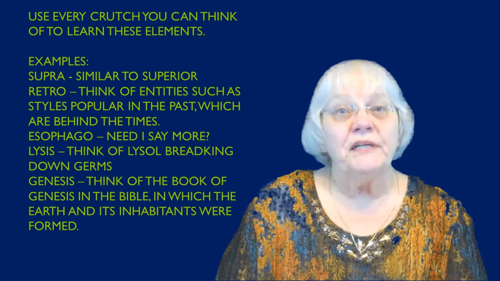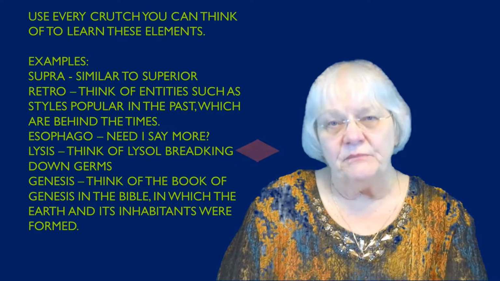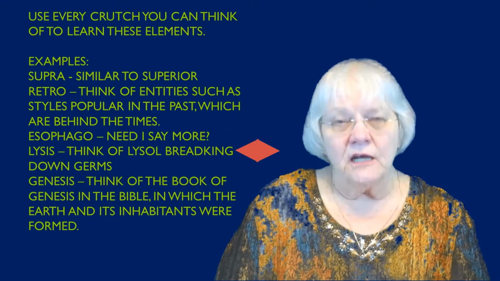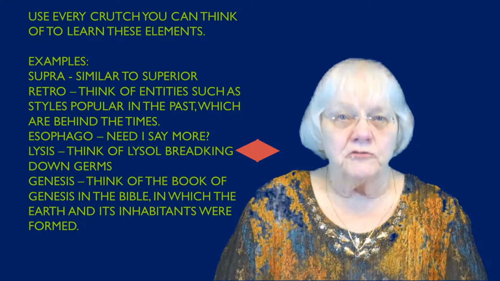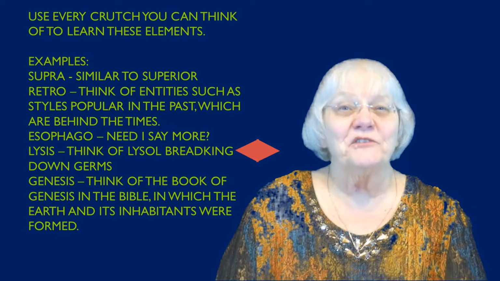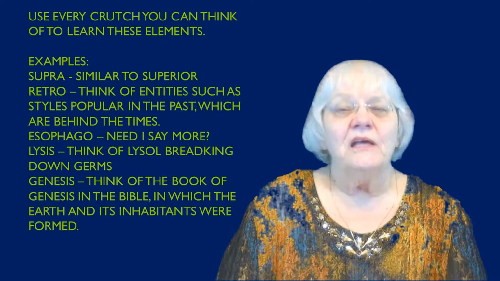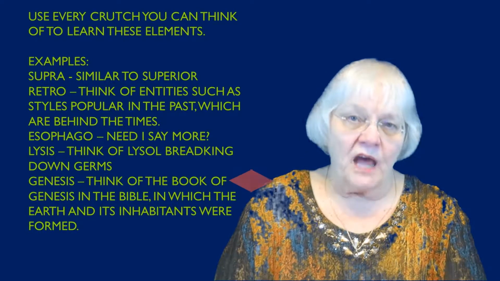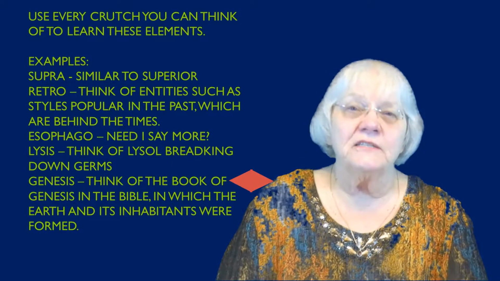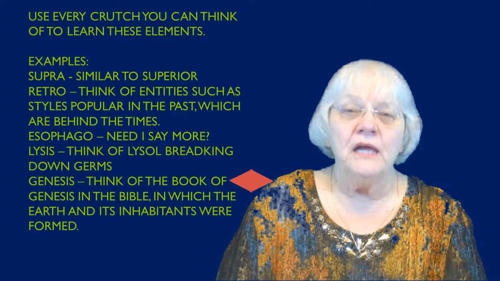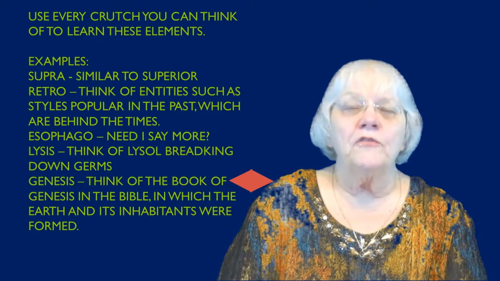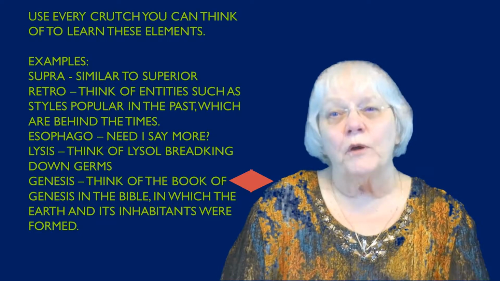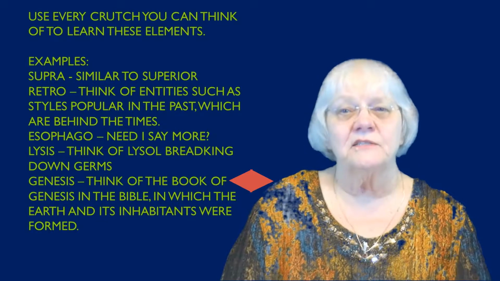Same thing for spleno. Look at lysis. You know that Lysol is a product that's used to kill germs, destroy germs, and lysis means to destroy. So that's an easy one. Think about Genesis, which is the opposite of lysis. Genesis is the first book of the Bible, and in that book, it is told how the earth and all of its inhabitants are formed. So formation is Genesis.